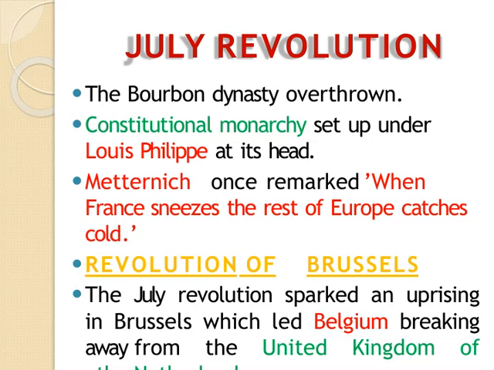So let's talk about the July Revolution. This was a pivotal moment when the Bourbon dynasty was overthrown, ending their long reign. In its place, a constitutional monarchy was established, with Louis Philippe stepping up as the new king. This shift marked a move toward more liberal and representative government, although it still kept the monarchy in place.